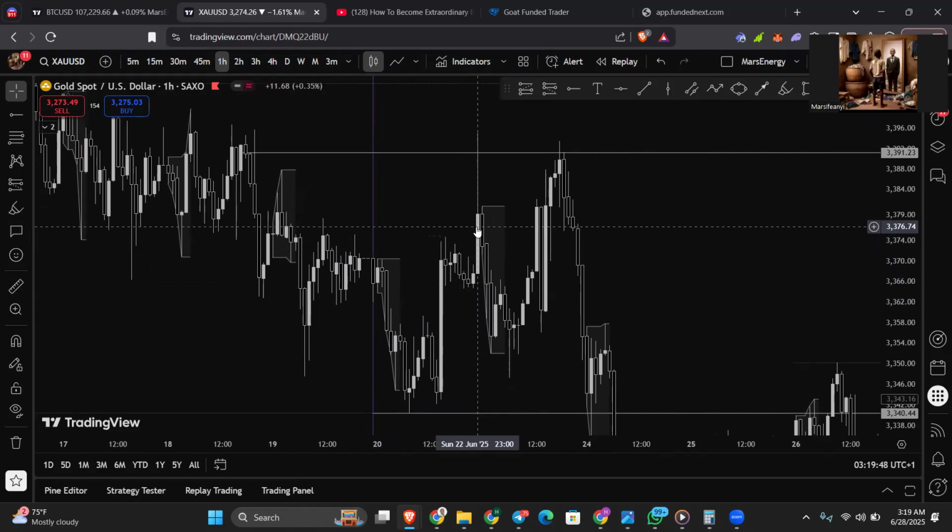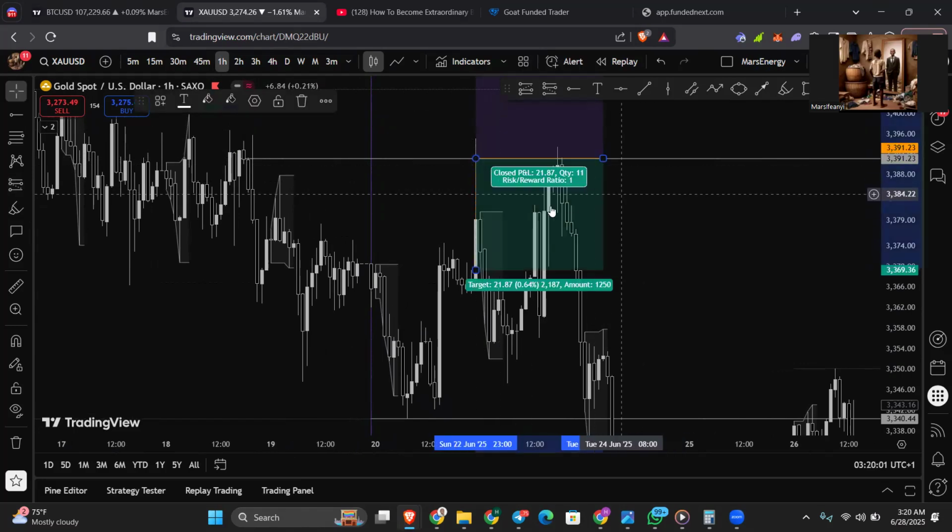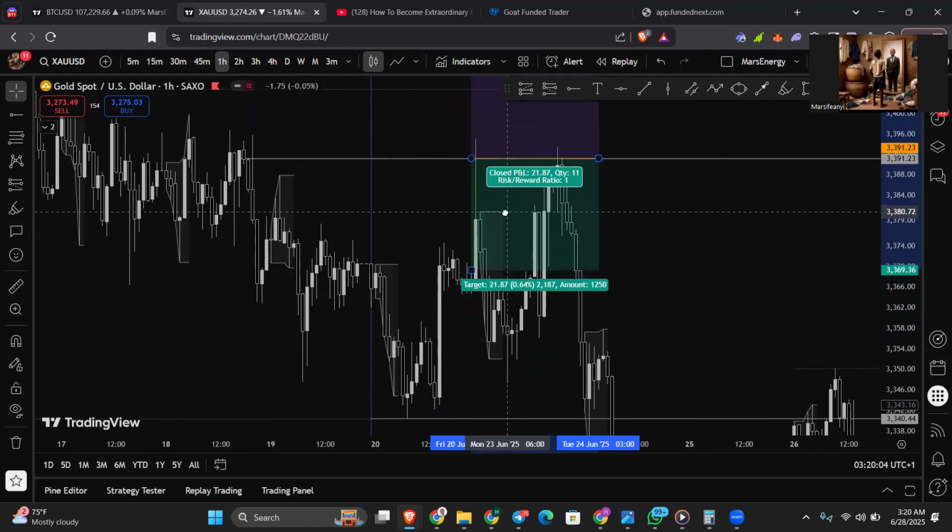When the market opened on Sunday, price just hit that key level and got rejected, right? Price hit the key level and got rejected.